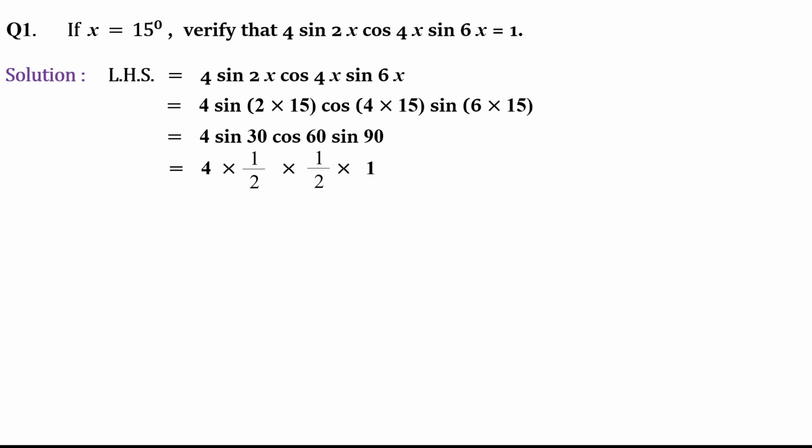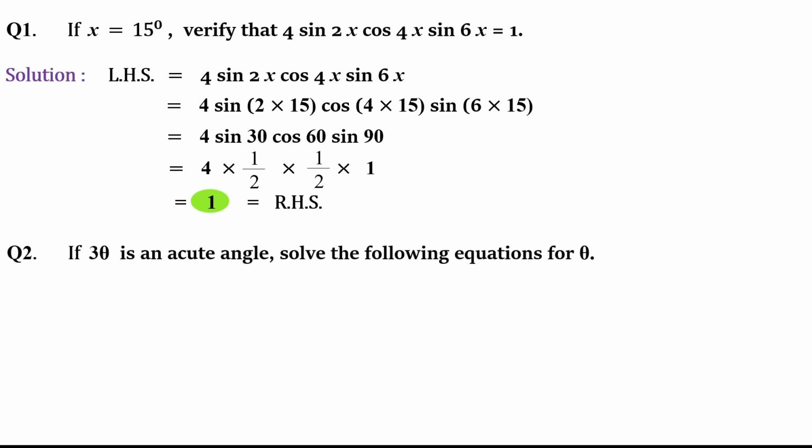Now from the table we know sine 30 is half, cos 60 is half, and sine 90 is 1. We will substitute their values, and I told you earlier also they all are getting multiplied. So it is 4 into half into half into 1. Now you can see 4 will get cancelled with 2 into 2, and we are left with 1. So 1 is your right hand side, and hence we have completed the question. Because our aim was to reach the answer. The answer was 1, and we have reached, and 1 is your right hand side. Now left hand side is equal to right hand side, hence it is complete, and we have verified it.